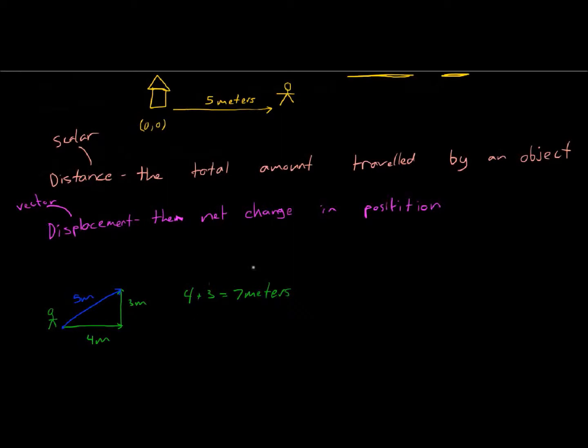So we can see that while the distance is 7 meters, the displacement, which is using the symbol S, so let's go over that real quick, S with an arrow on top, which means a vector. So this is the displacement vector, and my displacement is 5 meters. So we can quickly see how distance and displacement can be completely different things.